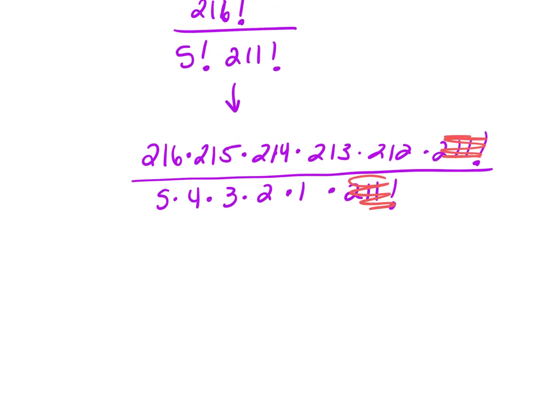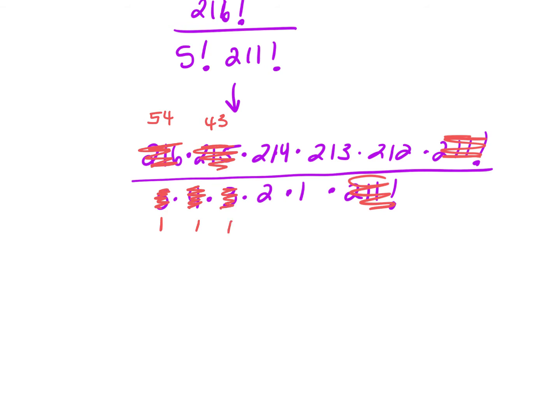So now simplify where you can. 5 goes into 5 once. 5 goes into 215. How many times? 215 divided by 5. 43. All right, 4 goes into 4 once. Does 4 go into 216? Yep, 54 times. Good. All right, 3 goes into 3 once.